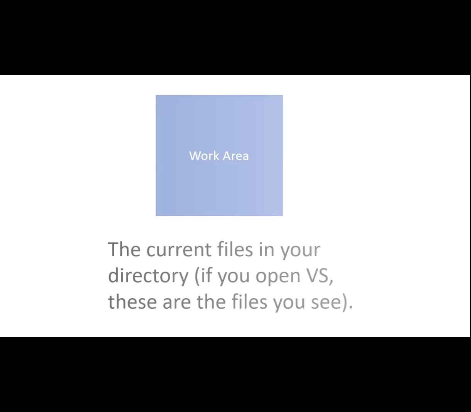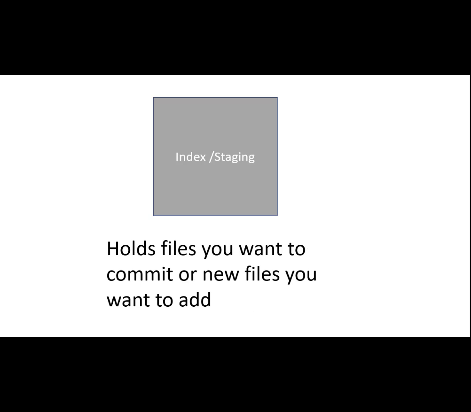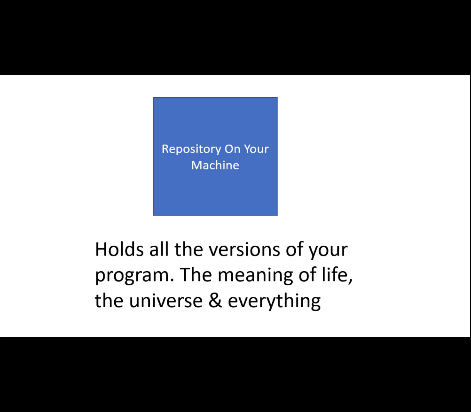The work area is where the files are in your current directory. This can get a bit confusing. You only have one work area at a time. And if you go into Visual Studio, these are the files that you'll see. The index or staging area allows you to distinguish between those files that you want to put into your repository and those that you don't. We won't be using this very much.